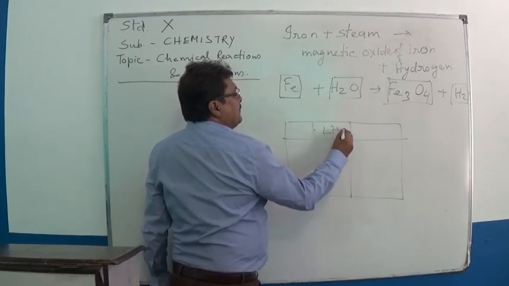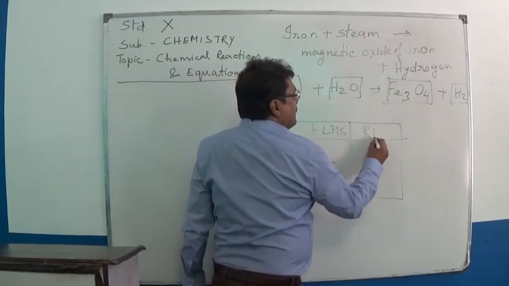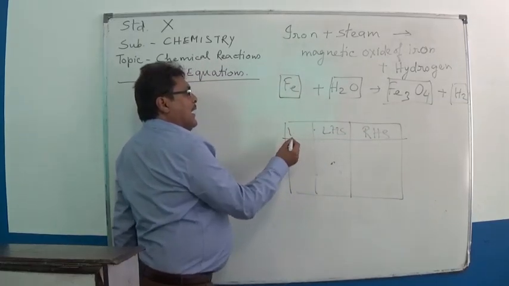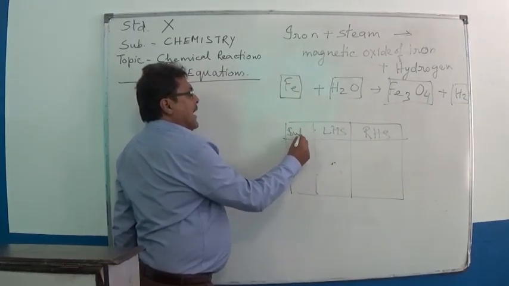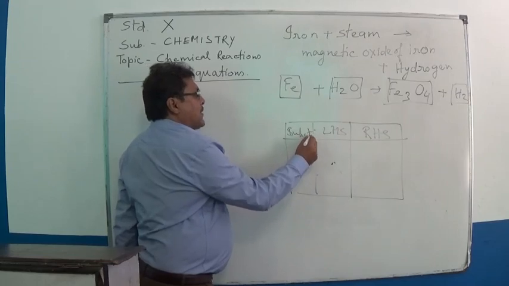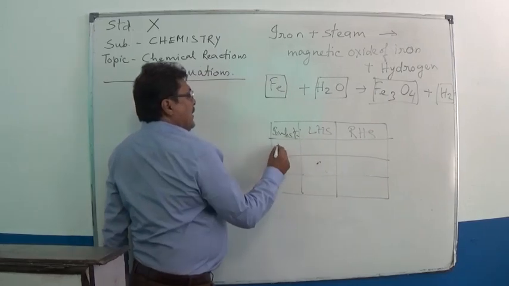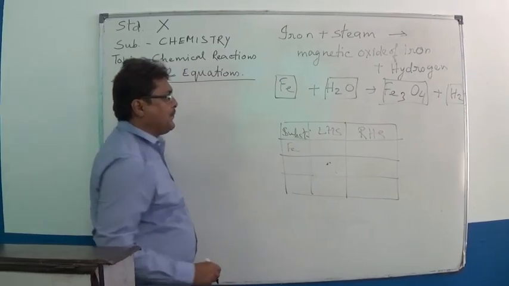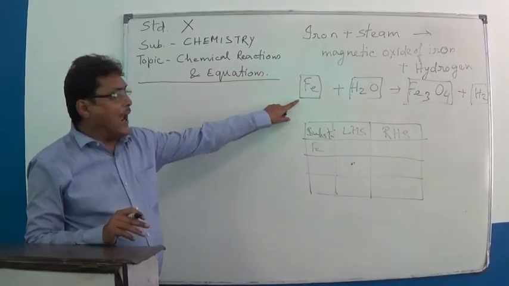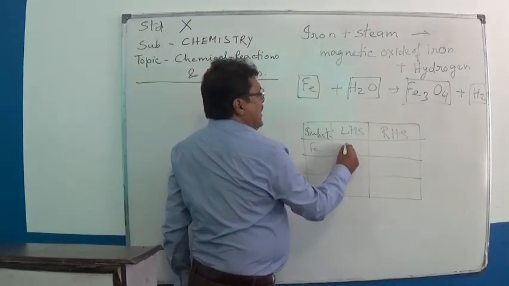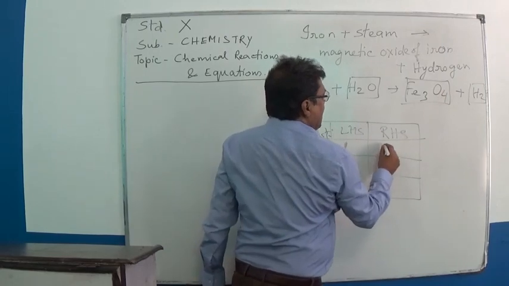Left hand side, that is the reactant side, and right hand side. And here we write the name of the substances that are taking part. How many substances are taking part here? Number 1, Fe. How many Fe atoms are on the left side? 1. How many Fe atoms are on the right hand side? 3.